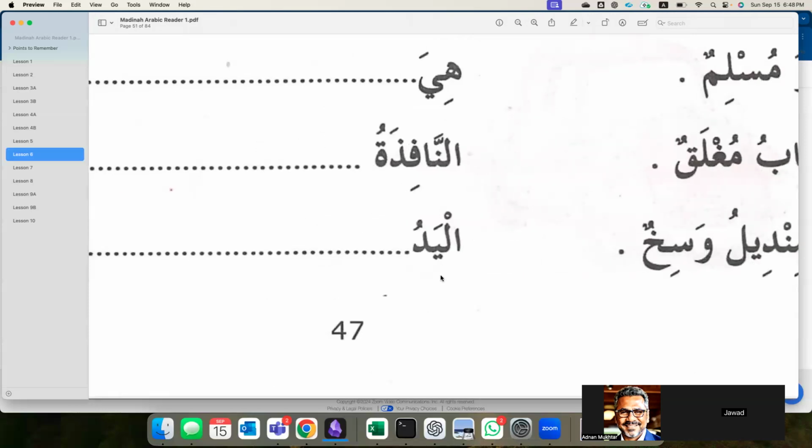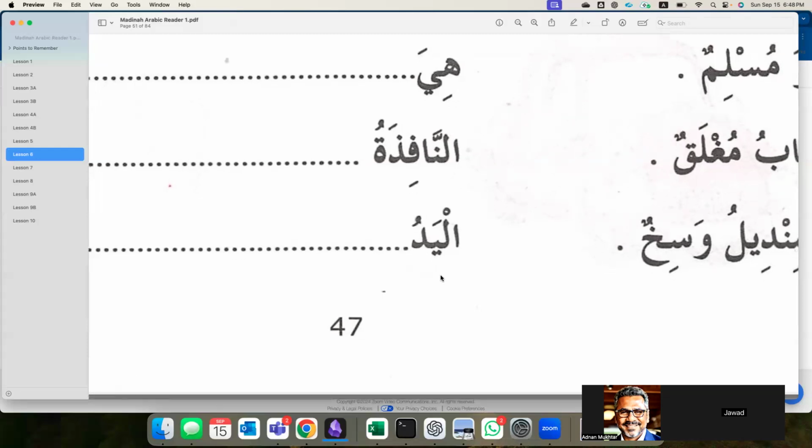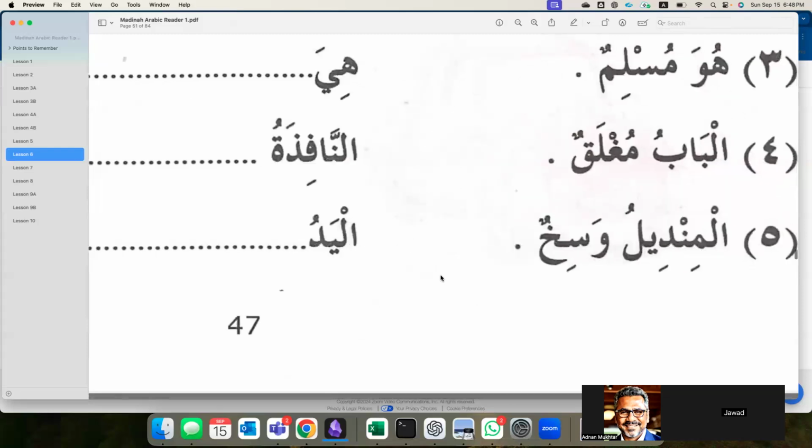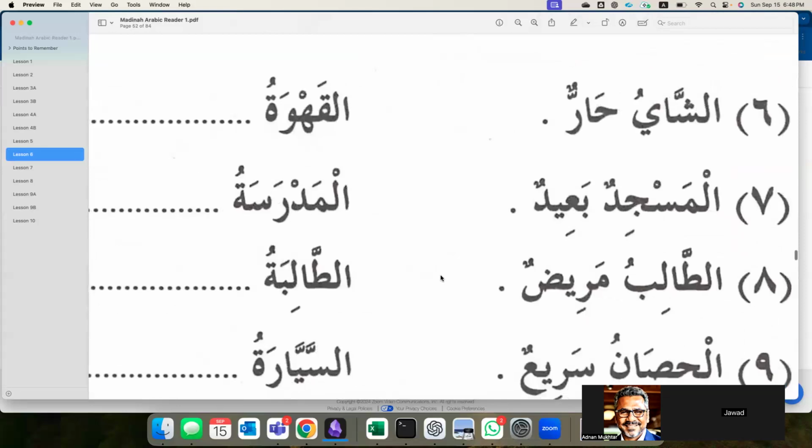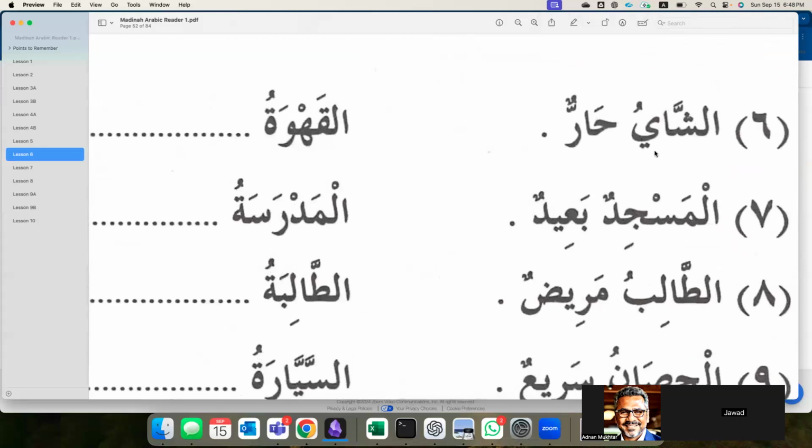So al-yadu wasikhatun. Very nice. Al-yadu wasikhatun. Yad, the hand or the arm is dirty. Yes, one arm. Okay. But it's feminine because it comes in pairs on our body. Al-yadu wasikhatun. Everybody clear? I know there's a lot going on in this lesson, but I think you guys are able to handle it, inshallah. Okay. Next is Ayman. It's a good vocab practice too.